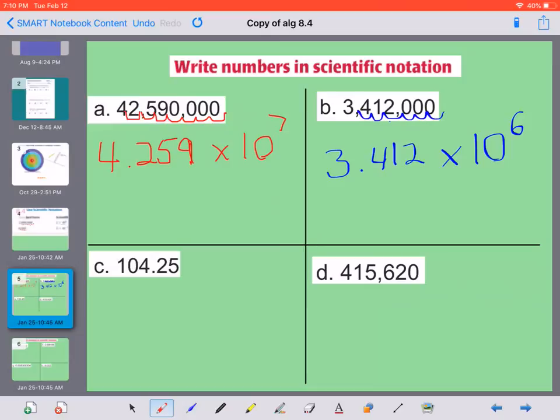Here we already have a decimal point, but this time we need to find a number that's between 1 and 10. 104 is what it says right now, so I'm going to move my decimal point 1, 2 spots over, so I can get a number between 1 and 10. So then my answer would be 1.0425 times 10 to the second power.